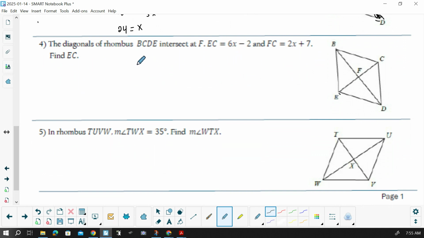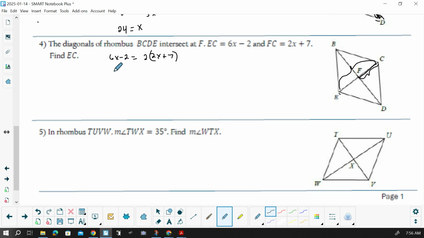Number 4. EC is this whole big long line right here. FC, same setup, right? We got the short part, we got the long part, right? So let's write those out again. 6x minus 2, 2x plus 7. The shorter one, FC, I need 2 of those. So I'm going to go 2 of those to equal the longer one, right?